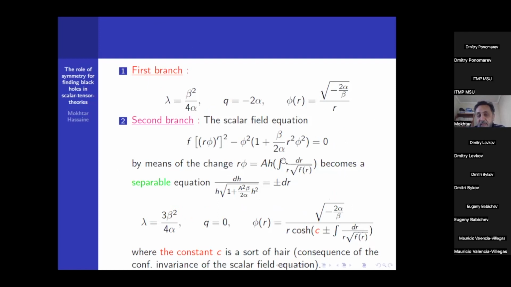If you change r phi by an arbitrary function of this integral, then this equation becomes separable. And then you get an explicit solution given in terms of this integral. And what is very nice is that the solution is characterized by an integration constant that is a sort of hair because it's not related to any Gauss law. And this is a direct consequence of the fact that the scalar field equation is conformally invariant and not the action. I insist on that. It's only the scalar field equation that is conformally invariant.